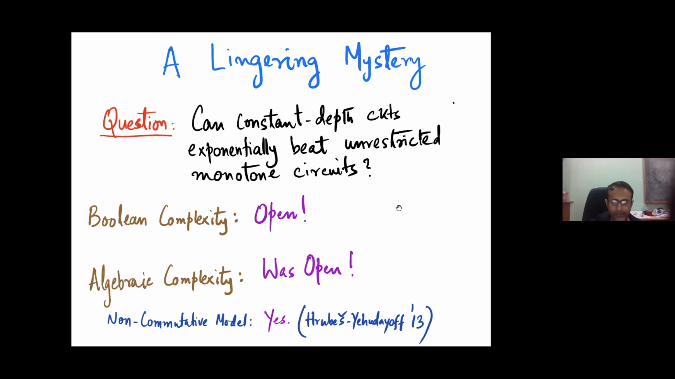However, there is also the non-commutative model. In this talk, we will only focus on the commutative model, but in the non-commutative model you can think of the variables as matrix valued, so they do not necessarily commute.